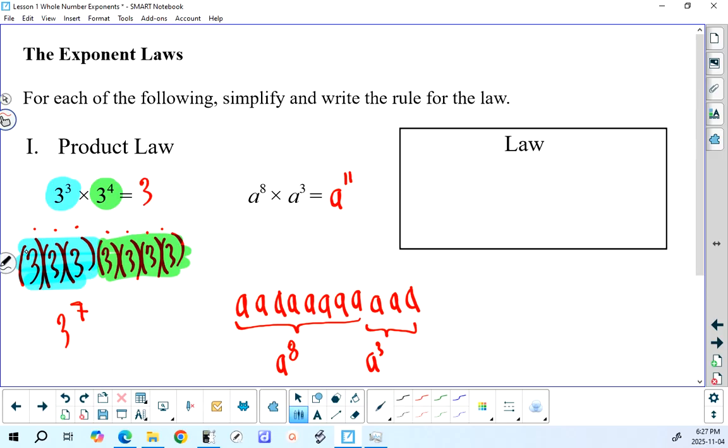This was 3 raised to the 7. I don't care what 3 raised to the 7 is. That's not the point. The point is you recognizing, and this is the law, that when you have a base raised to one exponent and you multiply it by the same base raised to another exponent, you can combine the two by writing a single base and adding the exponents. So this is called the product law. When you multiply powers together with the same base, you add the exponents.